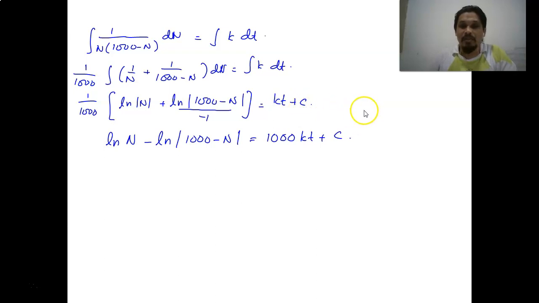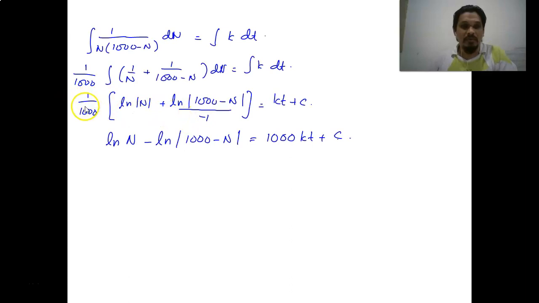Okay, whether you write down this in the form of c, because we write down here, just imagine that we're going to eliminate this, so we multiply with 1000 on the left and 1000 on the right side. So 1000 multiplied with 1 over 1000 is 1. So multiply with 1000 on the right side here, 1000 kt plus 1000 c, or you may just put it as another capital letter C, where C equal to 1000 c. Okay, it's still the same because it's still a constant.